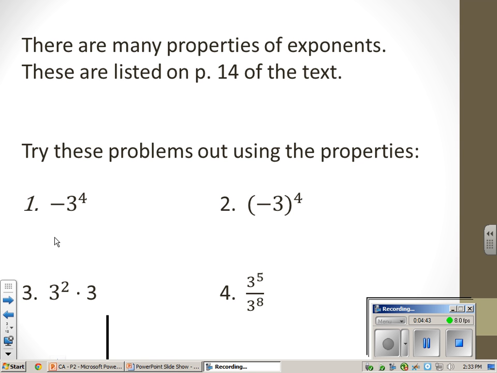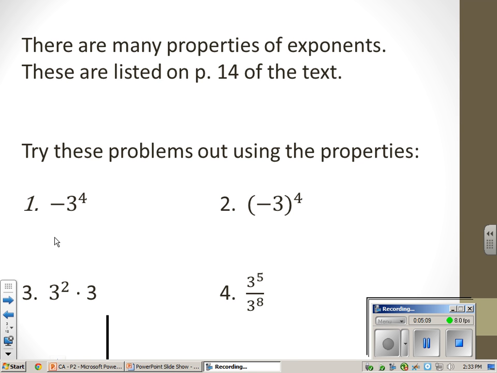Number 2 does. When you look at number 1, technically, the only thing attached to that power of 4 is the 3. The negative is like a negative 1 multiplied out front, and it is not affected by the power of 4. So number 1 is telling you that you want the negative of 3 to the 4th.